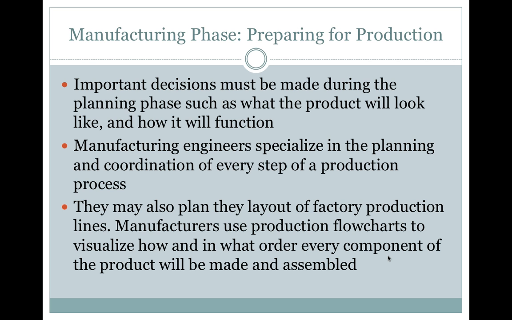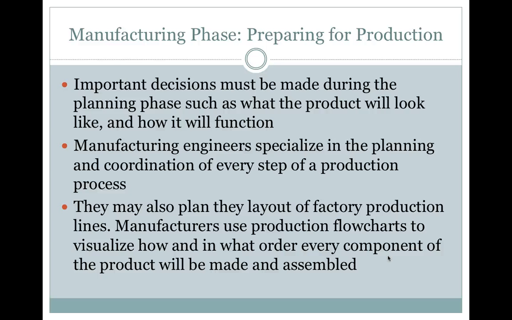Preparing for production. Important decisions must be made during the planning phase, such as what the product will look like and how it will function. Manufacturing engineers specialize in the planning and coordination of every step of a production process. They may also plan the layout of factory production lines.